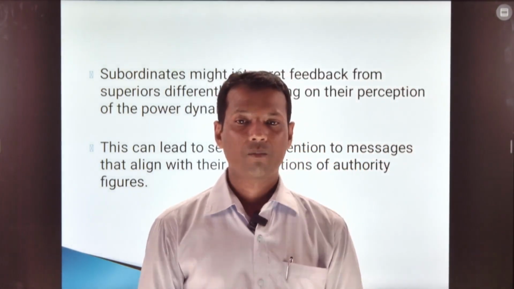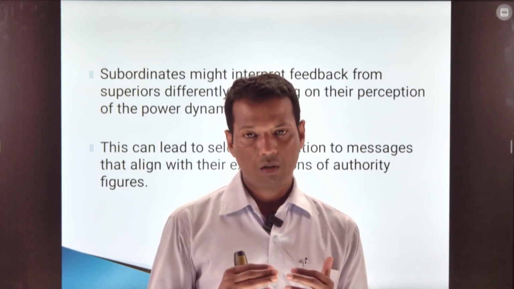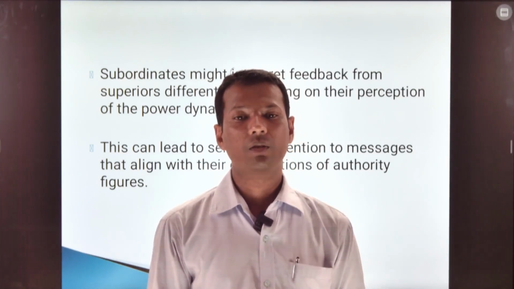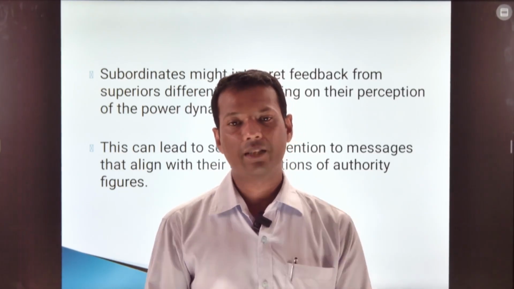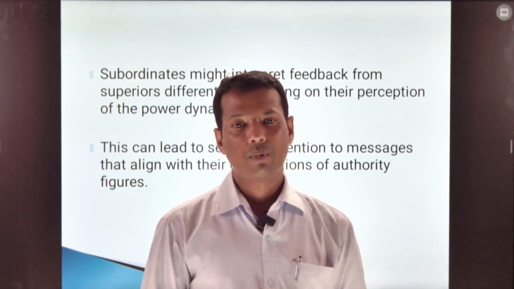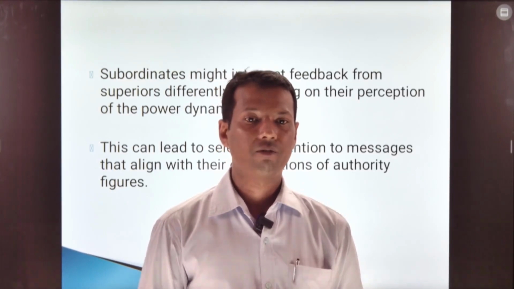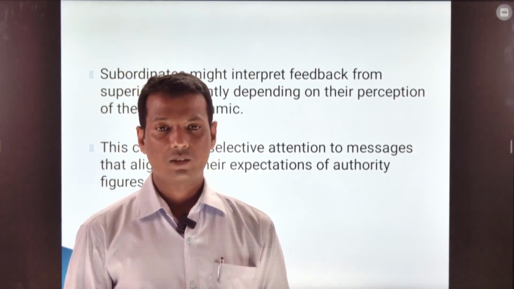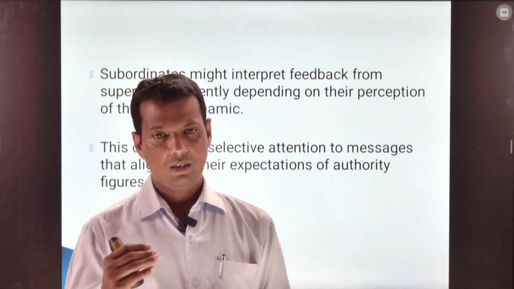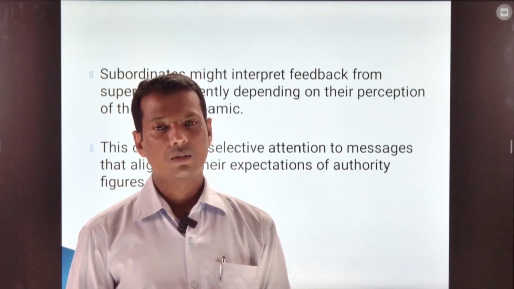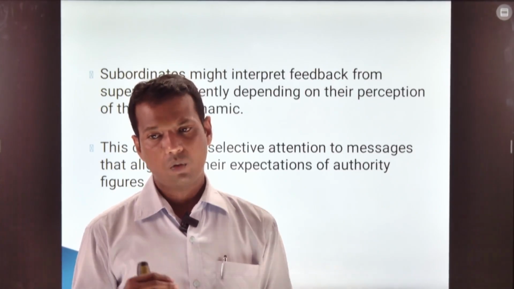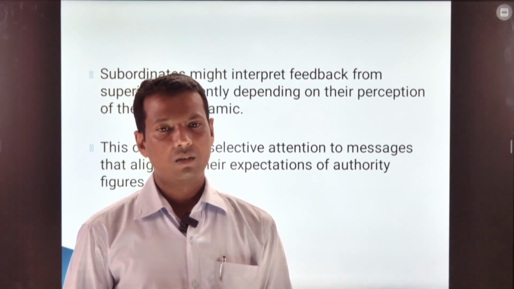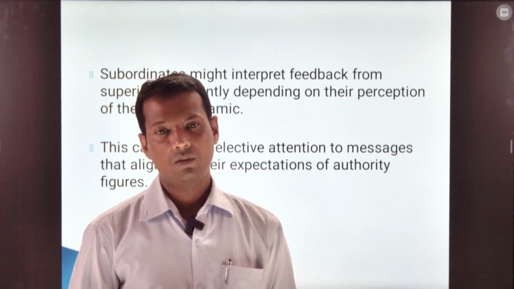So what happens? You align yourself with the messages, or you give attention to those kinds of messages, information or policies which align with your selection of authority figures. That is what you are expecting. If your expectation is in alignment with your actual perception, then only you perceive the same. But in the long run, the organization structure fails, the organization goals fail, these kinds of issues.